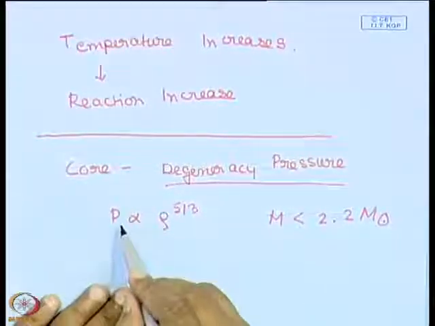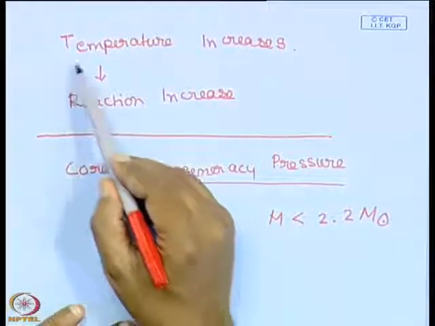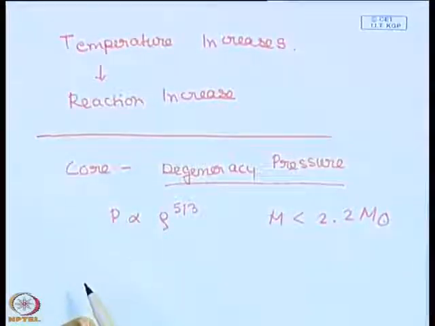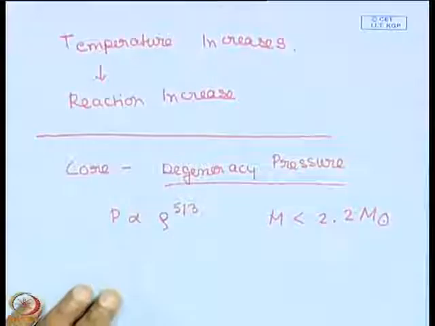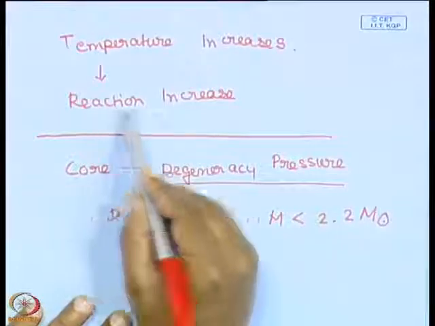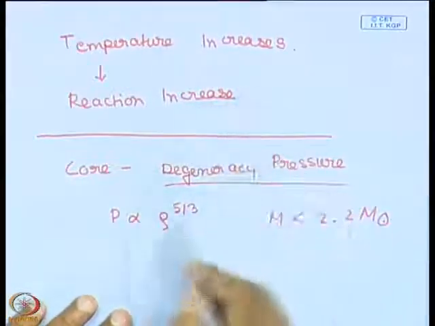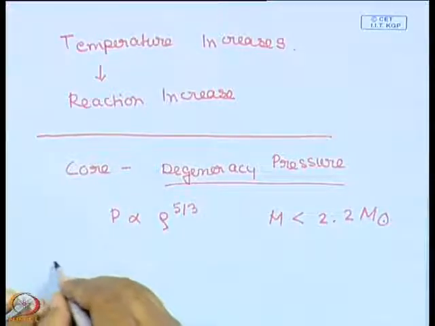If the core is supported by degeneracy pressure, then if the star contracts and the temperature and the reaction rate go up, the pressure will not change because of the increase in energy production. Increased energy production will cause the temperature to go up. This will not affect the pressure, and this negative feedback mechanism does not work over here. So it will keep on contracting. So you have what is called a runaway process.